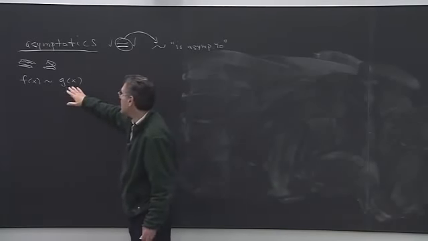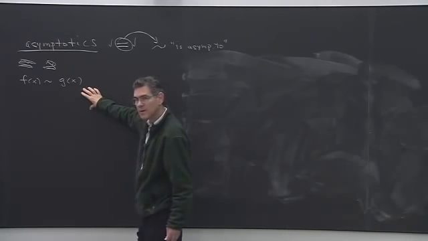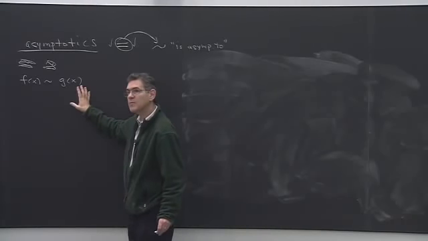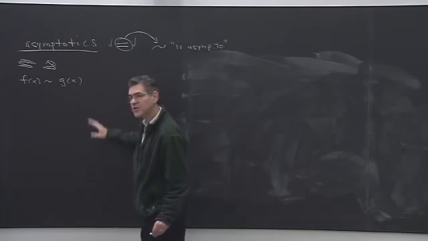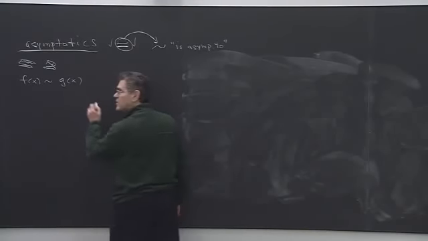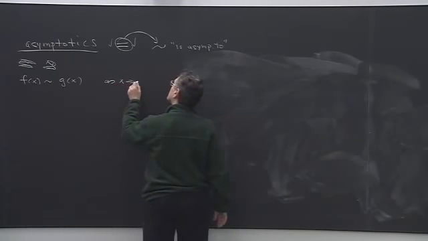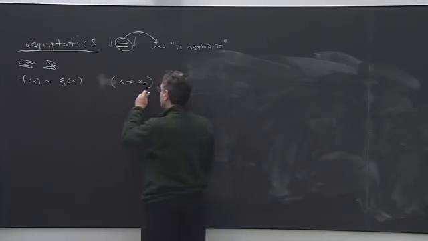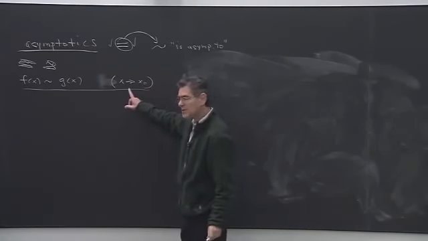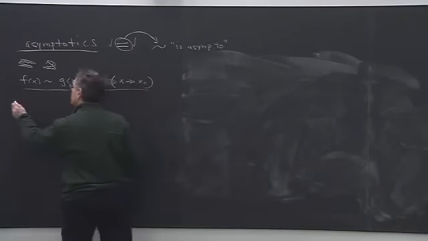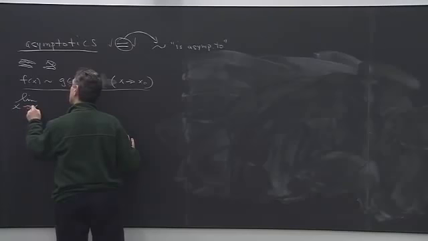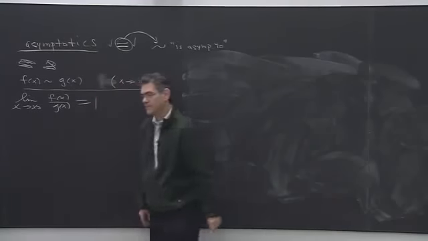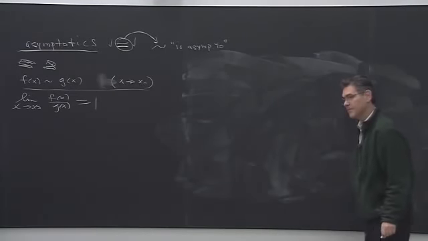So an asymptotic relation must be associated with a limit. And a correct statement would read, f of x is asymptotic to g of x as x approaches x naught. Okay? This is a correct statement. And let me tell you what this means. It means that the limit as x approaches x naught of f of x over g of x is 1. That's what it means.